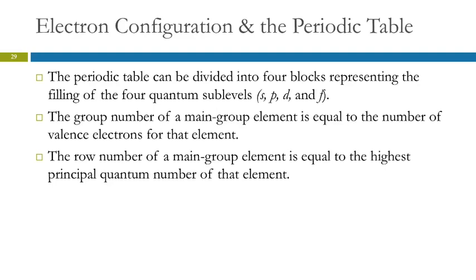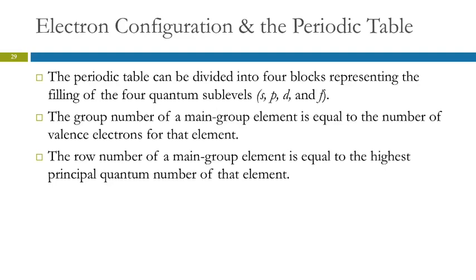Okay, so now I'm going to show you how we can get the order of orbital filling from the periodic table instead of having to memorize stuff. We can divide the periodic table into 4 different blocks that represent the filling of the 4 different types of quantum shells, S, P, D, and F. And so in the hotel, that corresponds to the 4 different kinds of rooms, right?